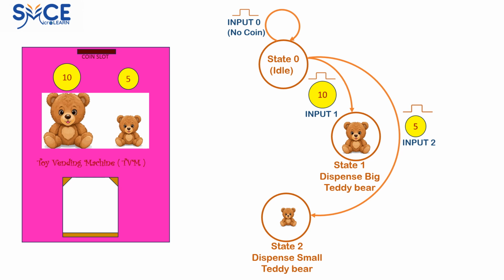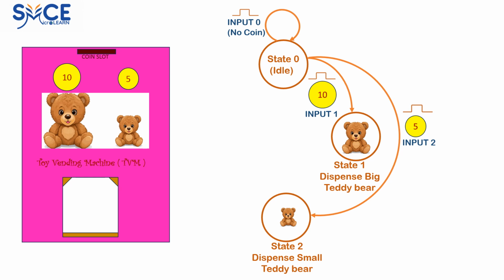When the toy vending machine is in its idle state and no coin is received through its coin slot, that is, when the input is 0, it remains in the idle state itself, that is, in the output state 0. While in idle state, if the coin slot receives a coin with a value of 10, that is, when the input is 1, then the toy vending machine dispenses the big teddy bear by going to output state 1.